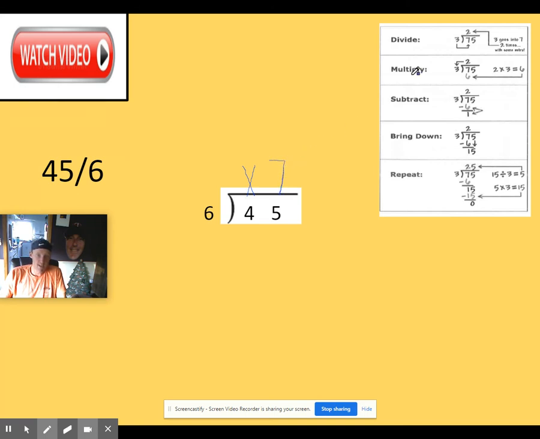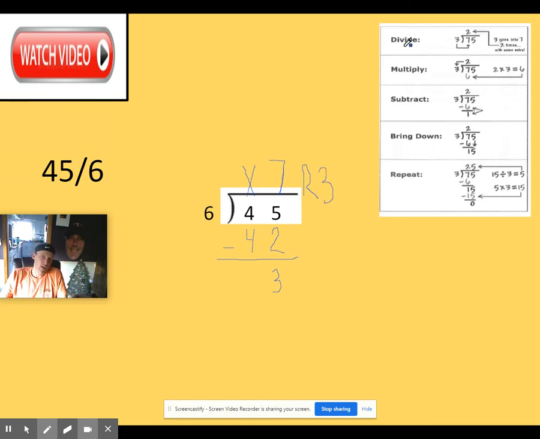This is the multiply step now. So 7 groups of 6 is 42. Those all found a group. We had 45 of something, 42 of them just found a group. That's what that means. Then I'm going to subtract. Now I have those 3 left over. They don't find a group. All right? And so at this point, they can't find a group. They're what we call a remainder.